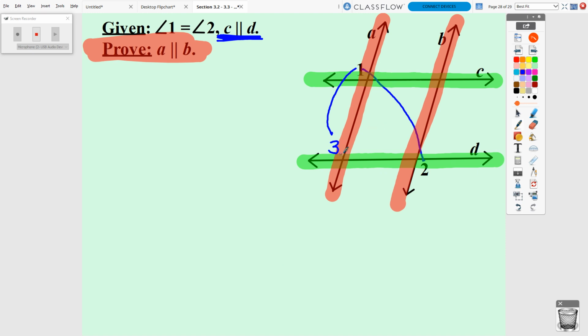So now let's see. 3 and 2, do they have a special name, or do we have to come up with a 4th angle? If you look at it, maybe tilt your head to the left sideways, you can see the angles 3 and 2, they do have a special name.